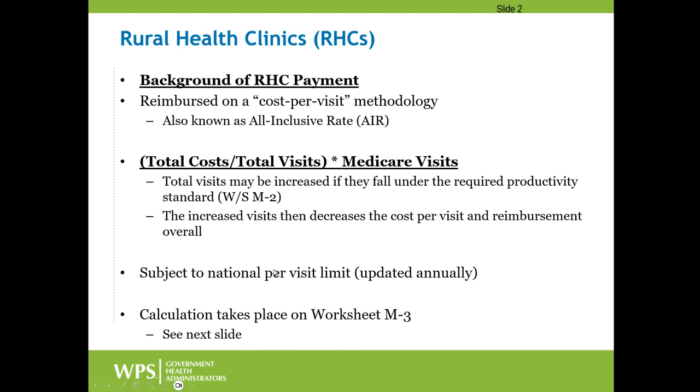The other thing is, depending on the type of facility, which we'll see in a bit, this rate is subject to a national per visit limit, basically a cap, and this is updated annually. This calculation for the visits, the cost per visit, and the multiplication by the Medicare visits takes place on worksheet M-3, which we're going to see in just a bit. So we have two worksheets here, M-2 and M-3.